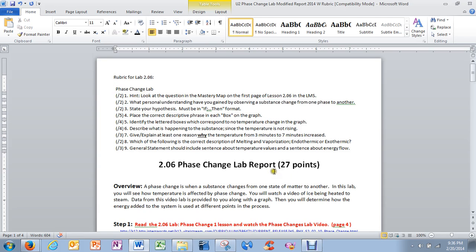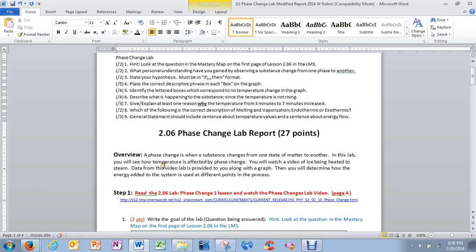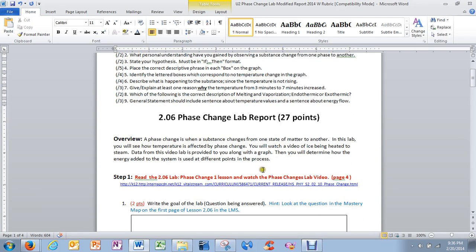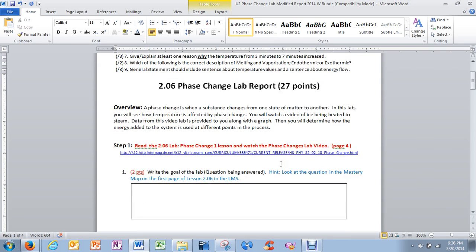It is worth 27 points total. The overview of this lab is this. A phase change is when a substance changes from one state of matter to another. In this lab, you will see how its temperature is affected by phase change. You'll watch a video of ice being heated to steam. Data from this video lab is provided to you along with a graph. Then you will determine how energy added to the system is used at different points in the process.